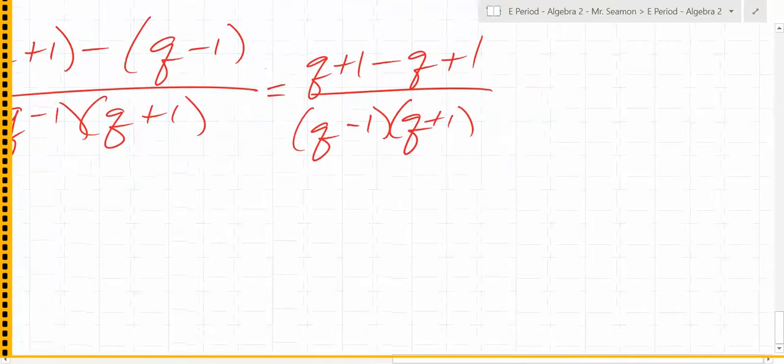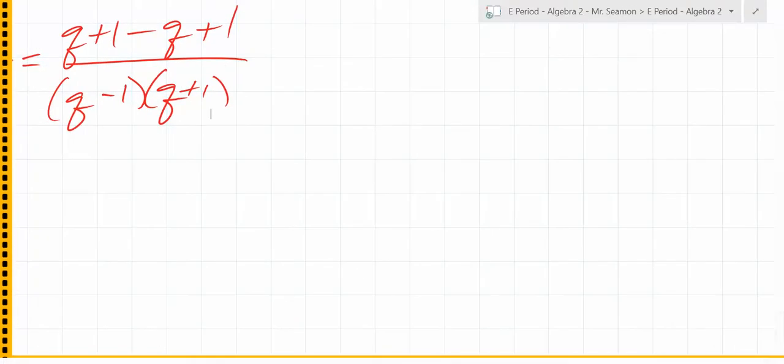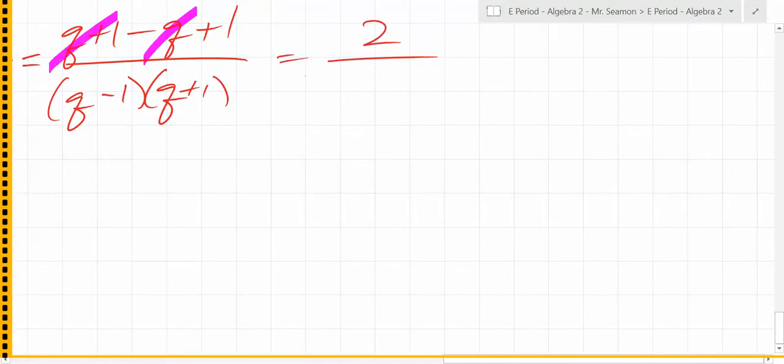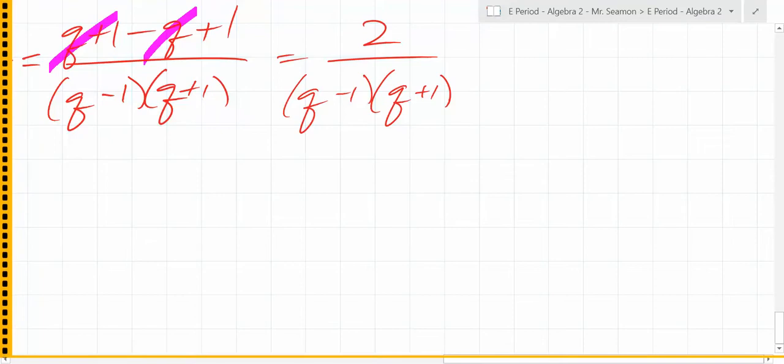What cancels in the numerator right now? What can you cancel out? The Q's. So what do you end up with? 2. So 2 over Q minus 1 times Q plus 1. Nice. That is fully simplified, fully factored. That's a great clean answer right there. Why did you cancel out the Q? Because it's Q and minus Q. Q minus Q is 0. They're gone. And 1 plus 1 is 2. Nice. Isn't it 1 minus 1?